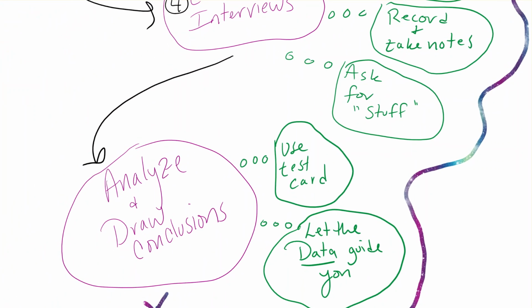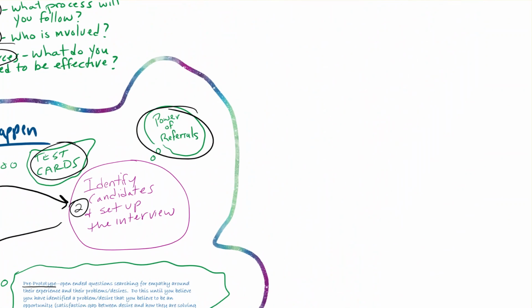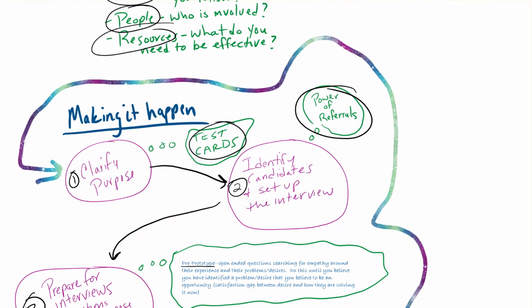Finally, once you're done conducting the interviews, of course, after you've said thank you and sent a note to them and said really great things, you go on to step 5 and analyze and draw conclusions. Here you can use a test card. Again, you need to go back to it and let the data guide you. This is where you're trying to draw conclusions about what did we learn, what did we figure out, and what does it tell us about our hypothesis that we had going into this whole thing. And when you're done with that, you need to return to the start and refine. So that takes you all the way back over here and takes you back to doing it again, because this is an iterative cycle.